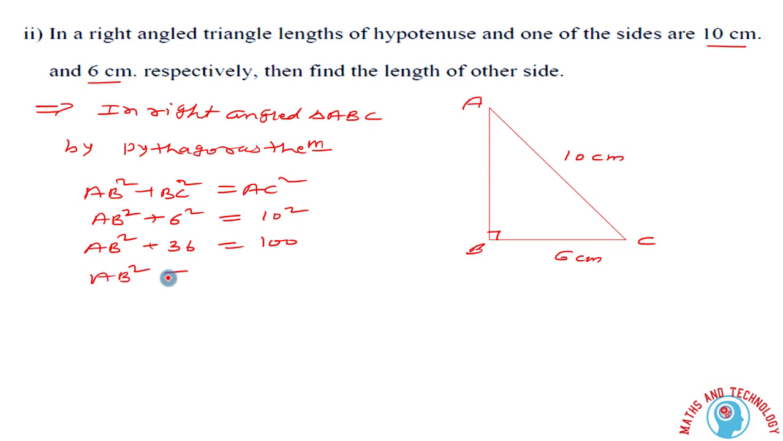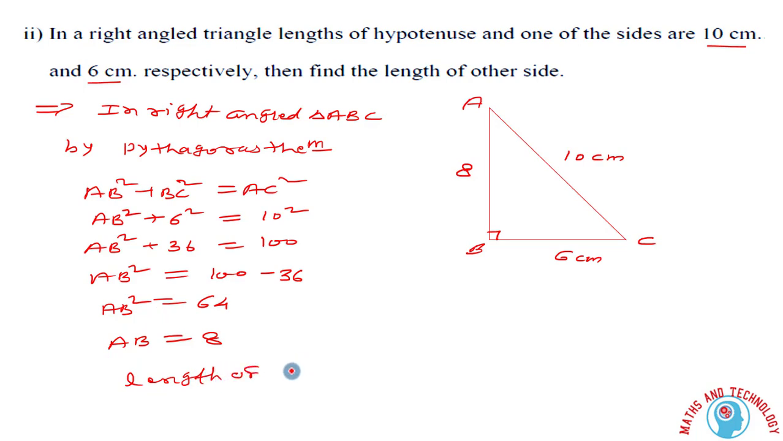AB square equal to 100, and 36 goes to the right side, it will be minus 36. So equal to 100 minus 36 equal to 64. AB square equal to 64. Taking square roots, AB equal to 8. Question: find the length of other side. So length of other side equal to 8 centimeter.